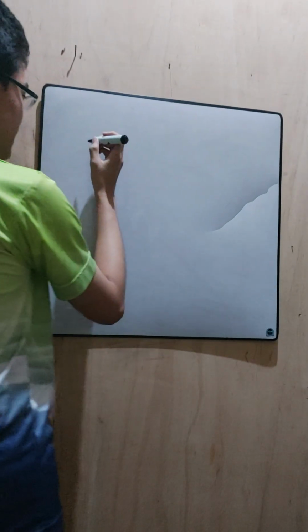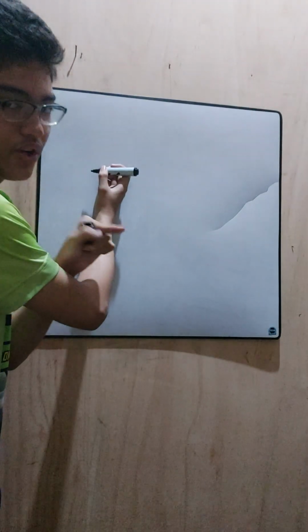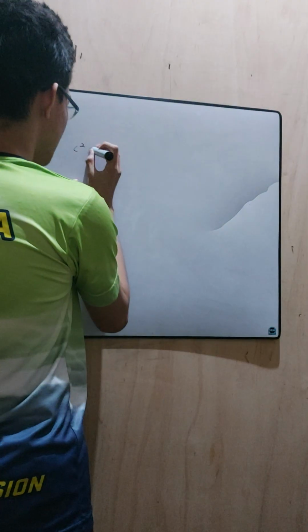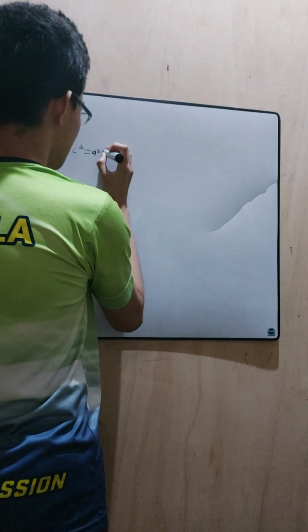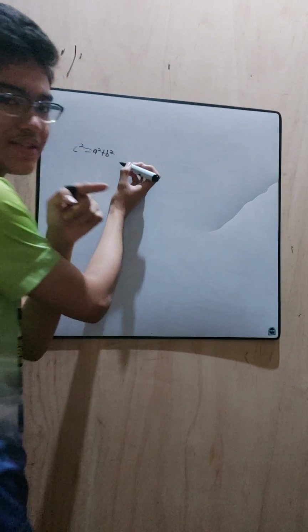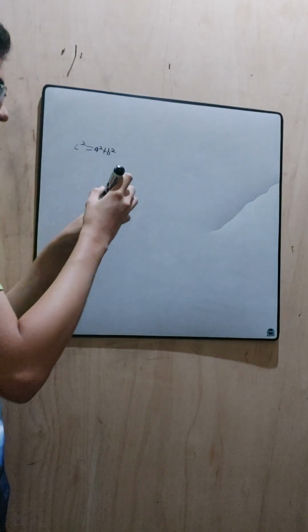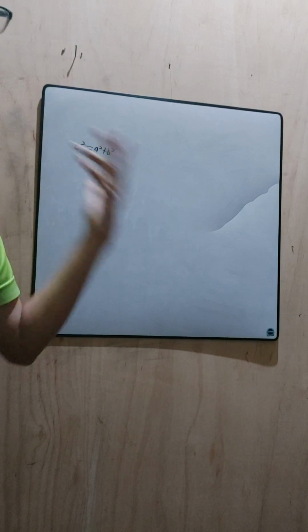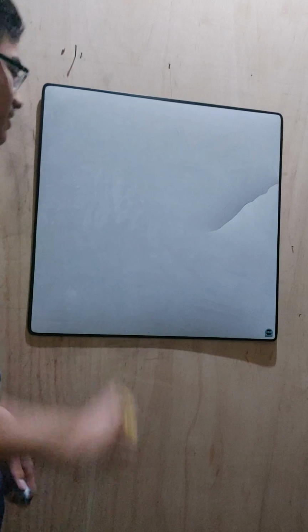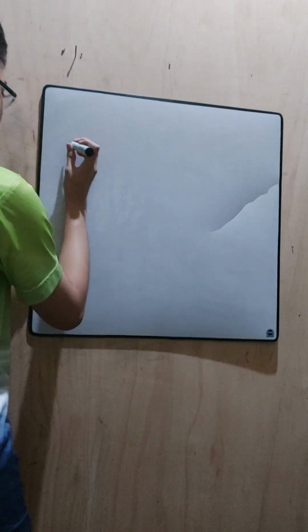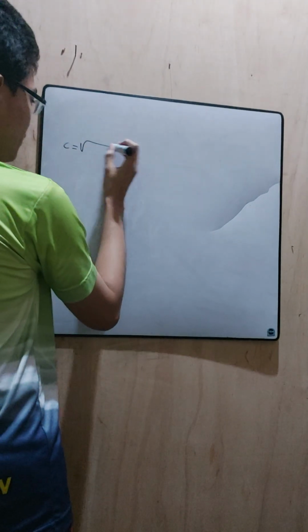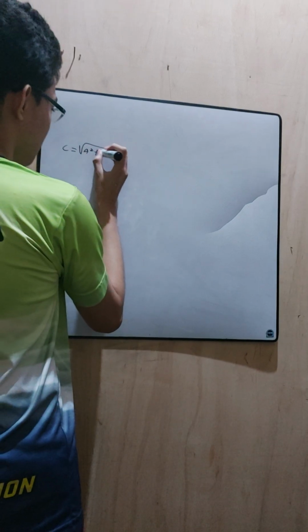Alright? Now let's say in the Pythagorean theorem, c squared is equal to a squared plus b squared. Yes, that's the Pythagorean theorem. So the sum of a squared and b squared is also equal to the square of the hypotenuse. Or in other words, c is equal to the square root of a squared plus b squared.